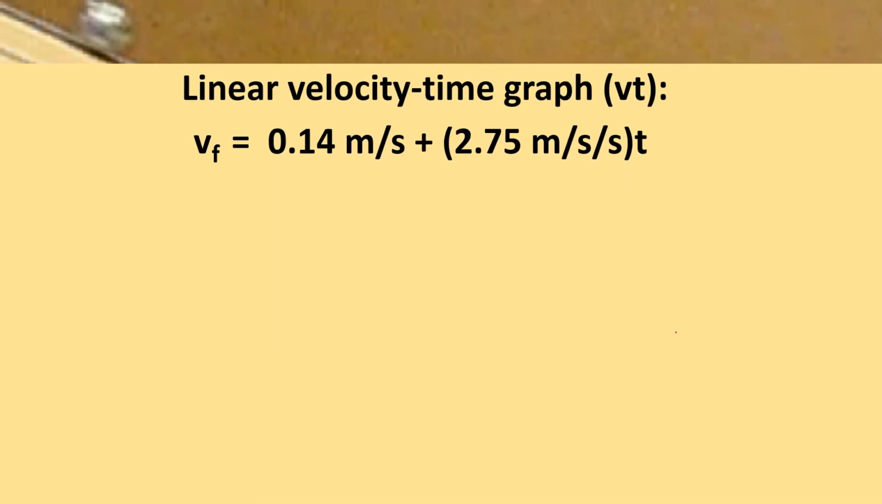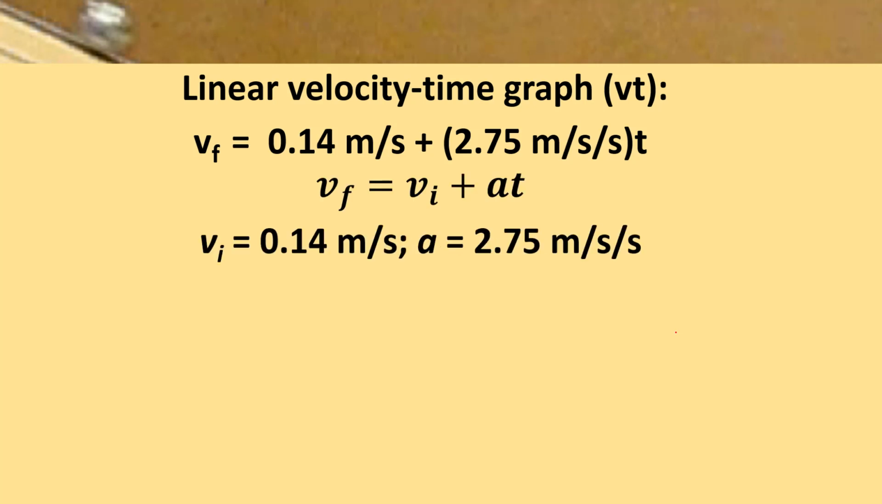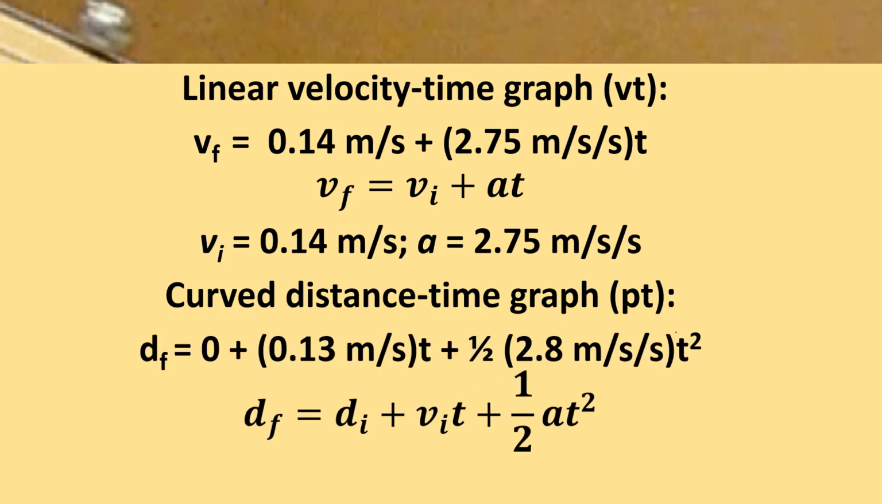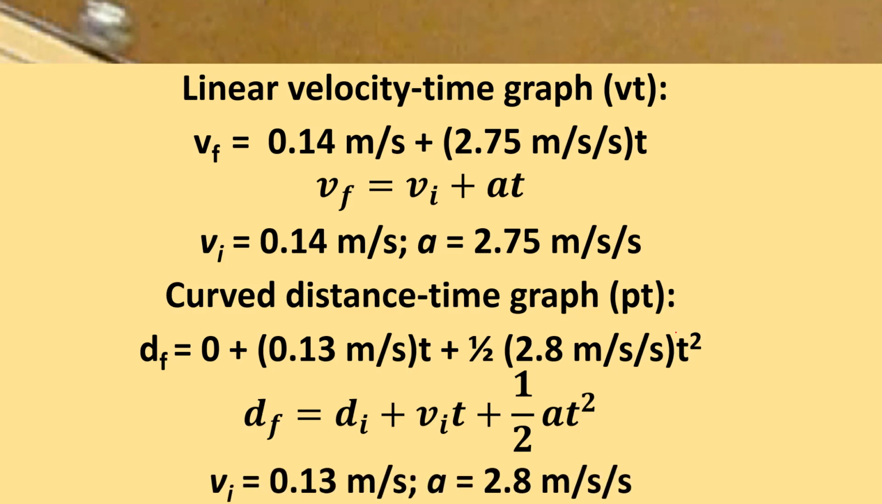So from my linear velocity time graph, I have VF equals 0.14 meters per second plus 2.75 meters per second squared times t, which looks like that format. That means that VI is 0.14 meters per second, A is 2.75 meters per second squared. For my curved distance time graph, called a PT graph, I get that DF equals 0 plus 0.13 meters per second t plus 1/2 times 2.8 meters per second squared times t squared. So my VI is 0.13 meters per second.